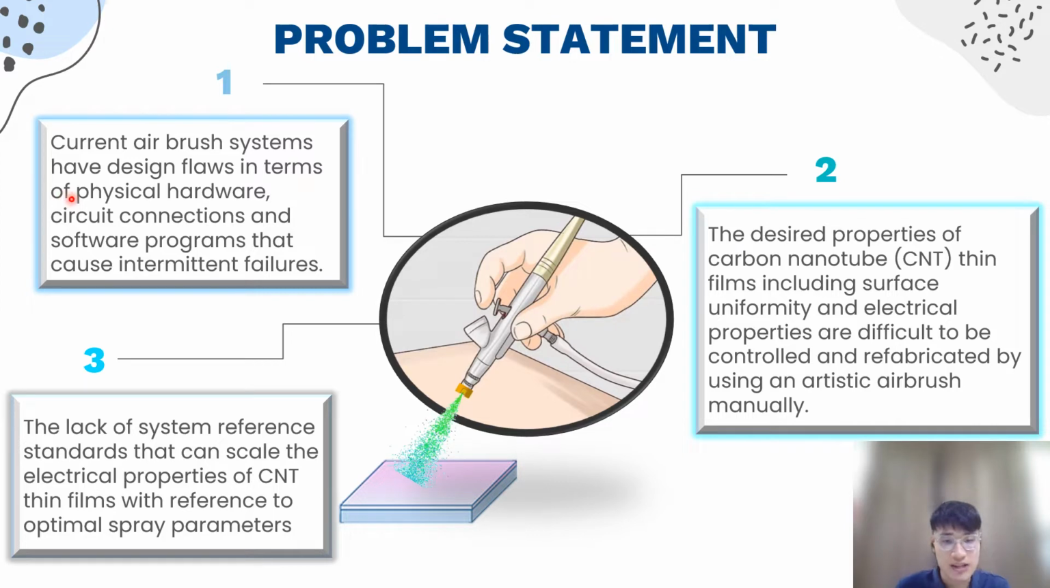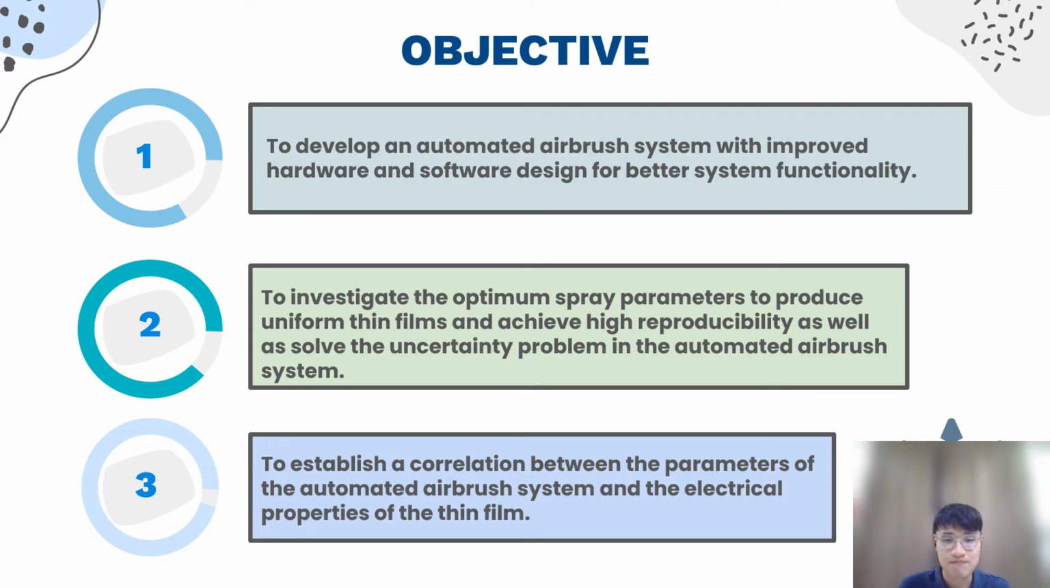First is the current airbrush system has design flaws in terms of the physical hardware, circuit connection, and software programs that cause intermittent failure. And second one is the desired properties of carbon nanotube thin film, including surface uniformity and electrical properties, are difficult to be controlled and refabricated by using an artistic airbrush manually. And third one is the lack of a system reference standard that can scale the electrical properties of carbon nanotube thin film, corresponding to the reference to optimum spray parameters.